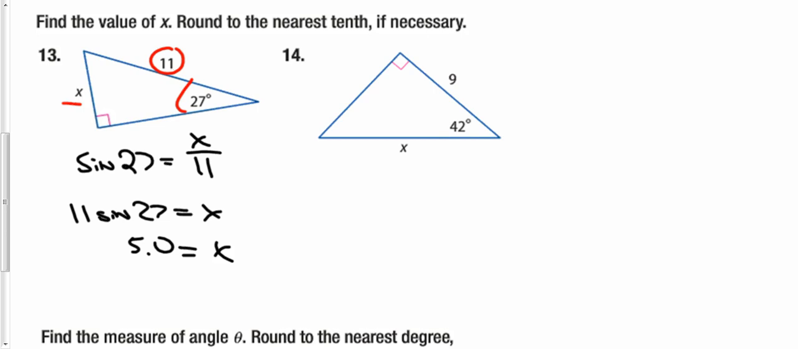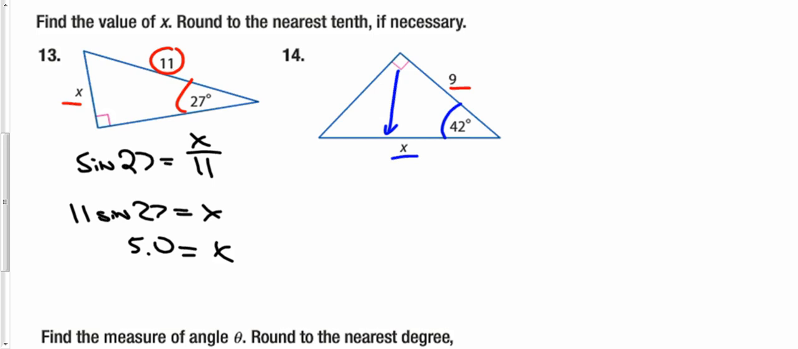For number 14, we're dealing with a different angle, this angle right here, where we have a different ratio of sides. This is the hypotenuse, and this side, number 9, would be the adjacent side. X is the hypotenuse because it is the side opposite of the right angle. So I just set up my ratio.